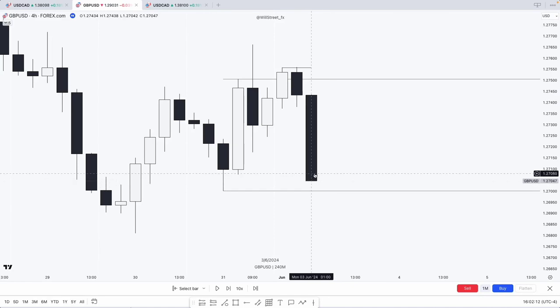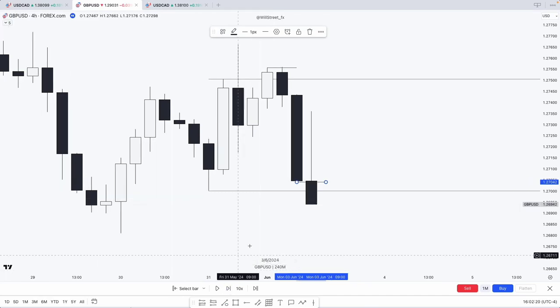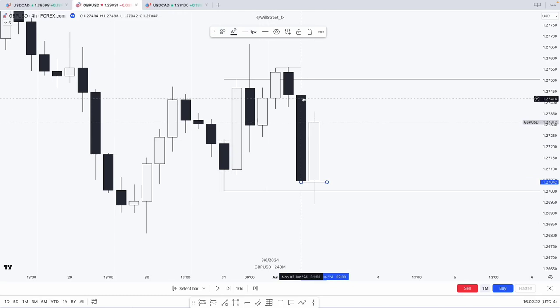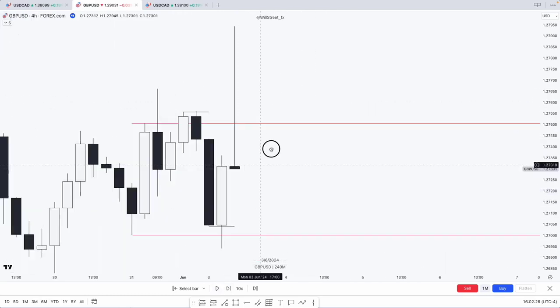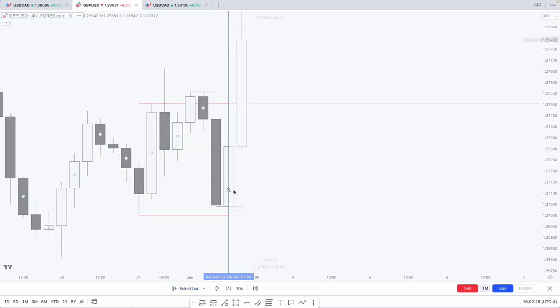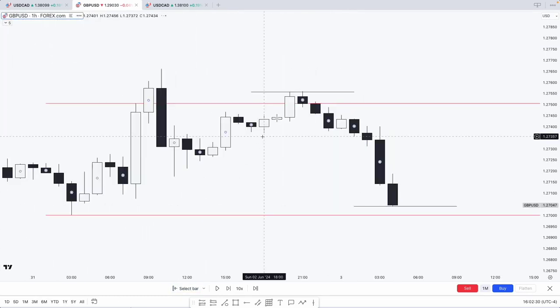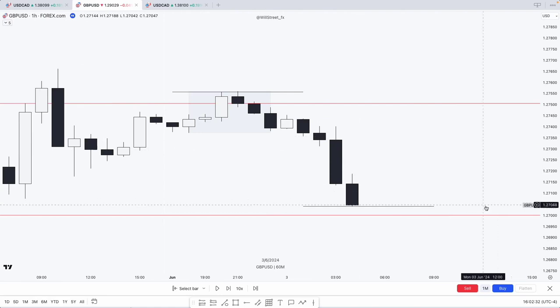And what happened here? It failed to complete this range. So as soon as it creates the lower low, we can exit here, and it creates another candle, so we can go long and so on. Easy, right? But just focusing on London, what do we see here?